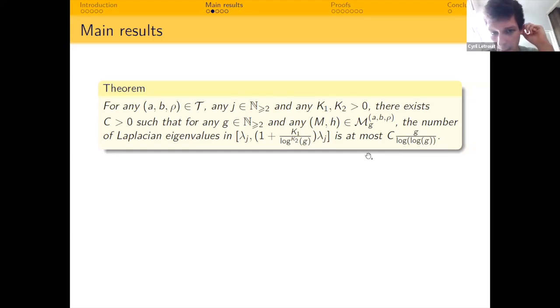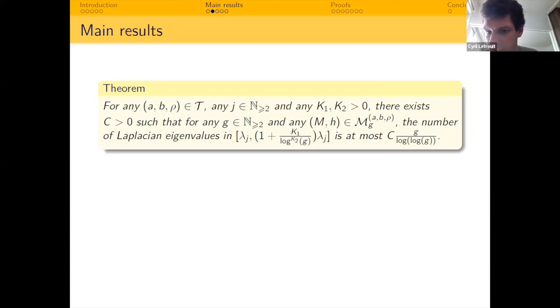So this is a sublinear bound, and it's not only for multiplicity, but for approximate multiplicity, because you see it's an interval, not just lambda_J. So K1 and K2, you can take them as you want. It's interesting to take K1 to be large and K2 to be small a priori, because then the number of Laplacian eigenvalues in this big interval will nevertheless be bounded by C G over log G.